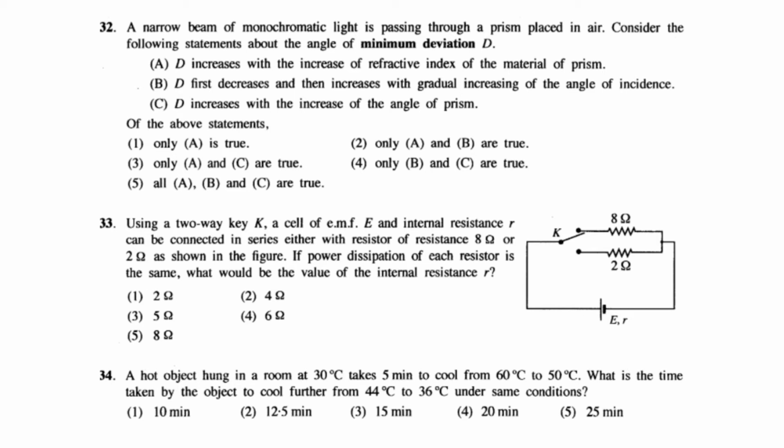Then C. D increases with the increase of the angle of prism. You can draw a ray diagram for the angle of minimum deviation. At the state of minimum deviation, the ray diagram is symmetrical. You can mark the angles. Angle of incidence is i. Then angle of emergence is also i. Then angle of refraction from the first surface is r. Then angle of incidence to the second surface is also r.